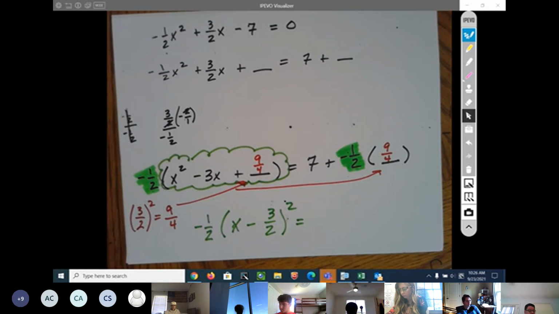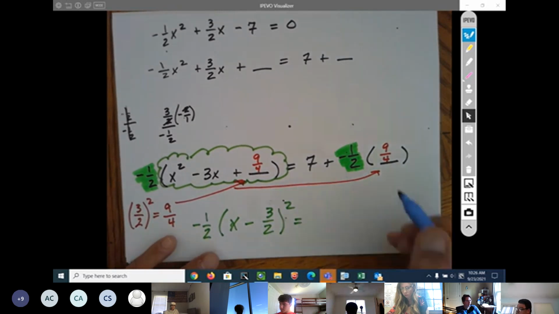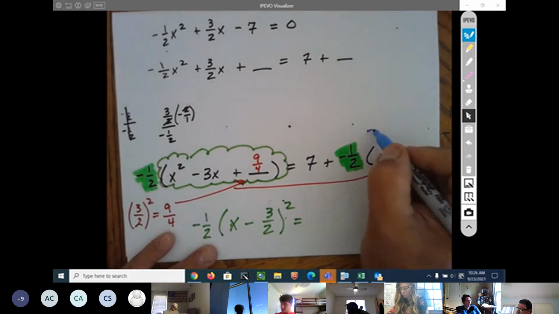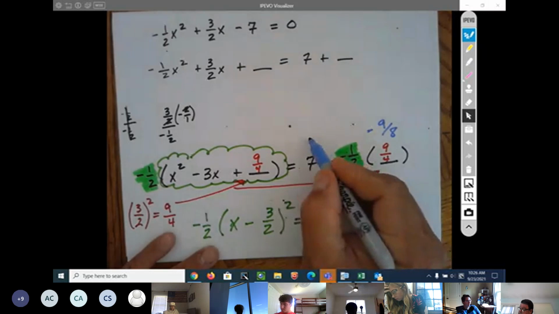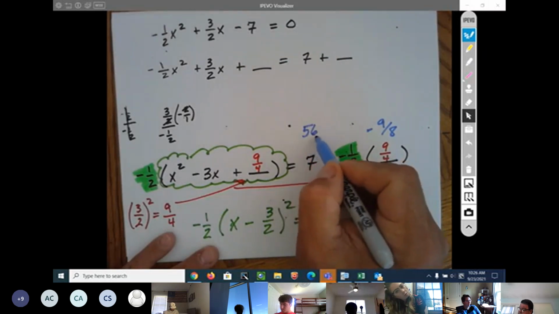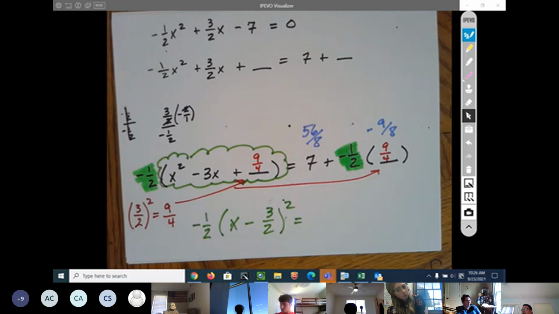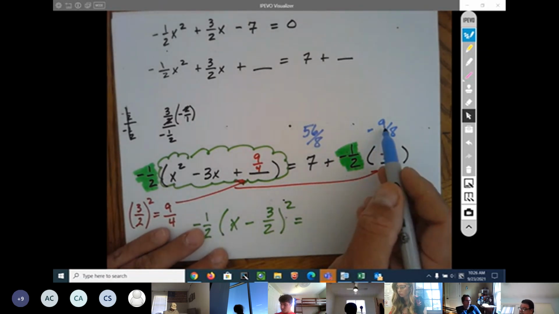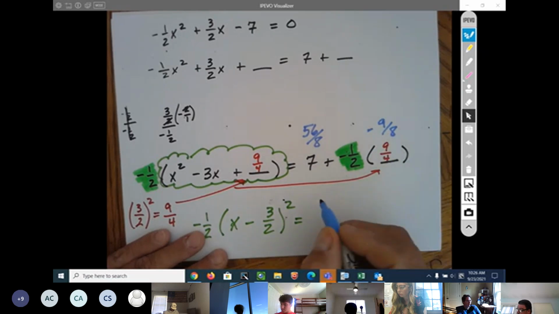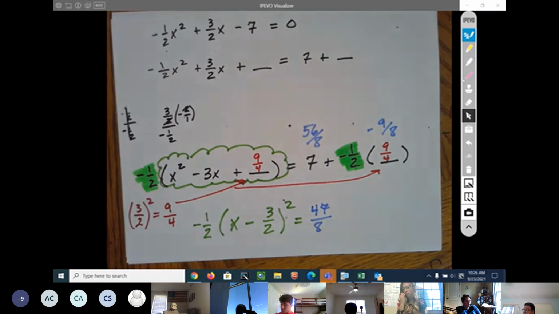Let me do some simplifying over here. Let me get my blue pen. This right here is going to be negative 9/8. So this one is going to be 56/8. I'm just reminded 6 times 8 is 48, so 7 times 8 is 56. I always have to remind myself. All right, so 56 minus 9 is what? 47? Somebody check my math, please. And that is your vertex.